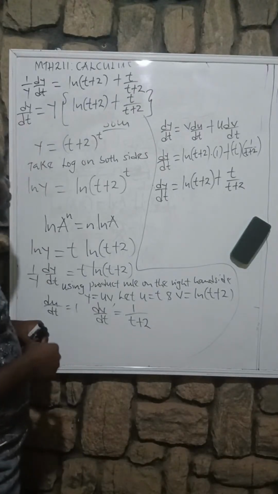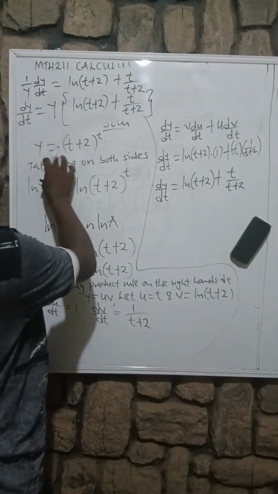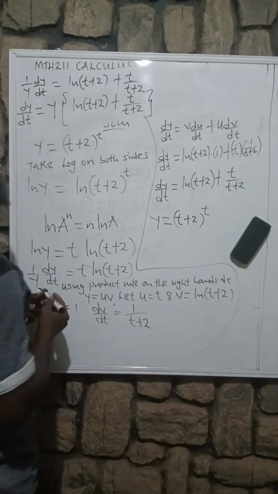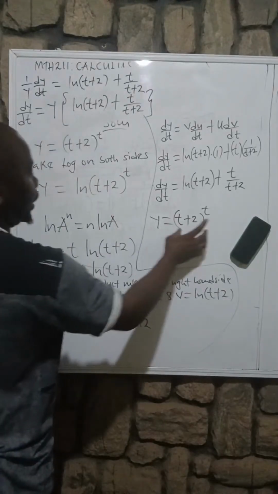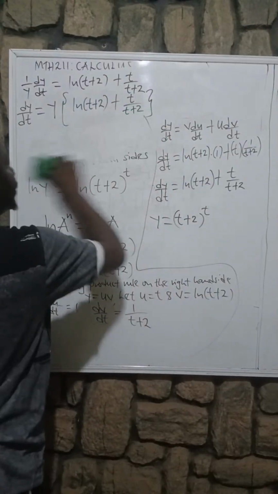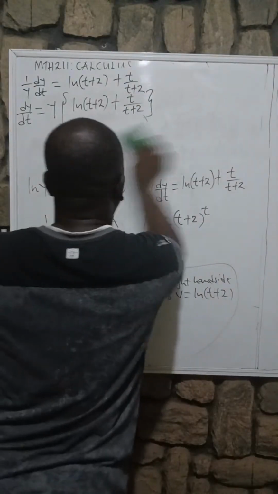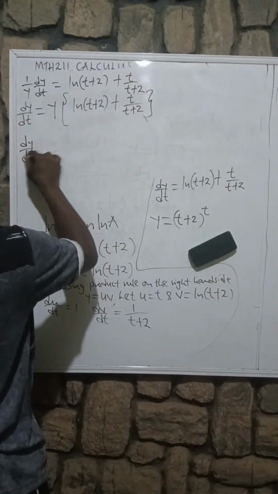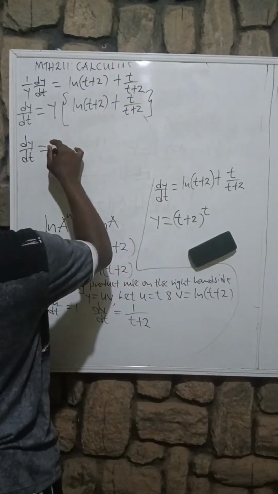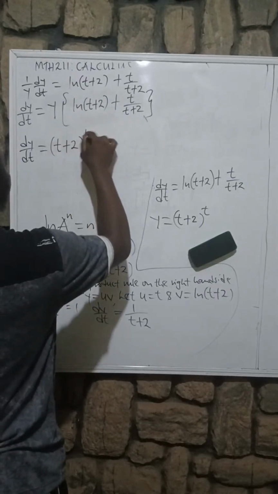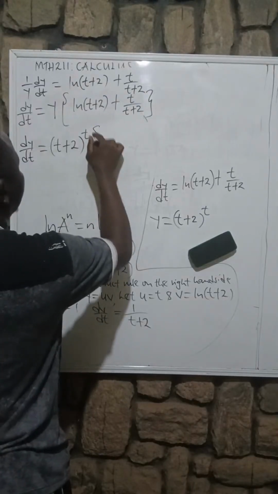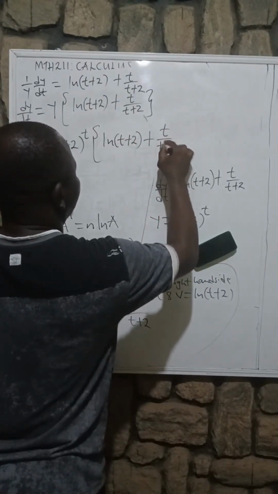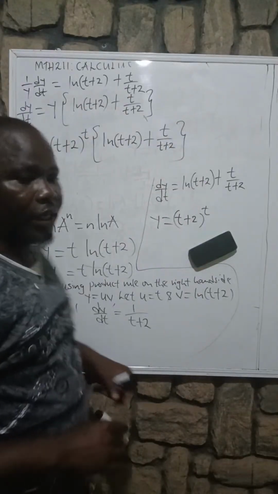You now ask yourself, what is y? And y is given as this, raised to power t. True or false? Yeah, so here, instead of y, we write this function. Our dy all over dt is equals to t plus 2 all in bracket raised to power t. Instead of y, this is what we are going to write, in open bracket t plus 2, plus t all over t plus 2. So this is the final answer.